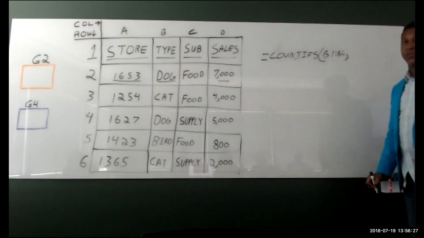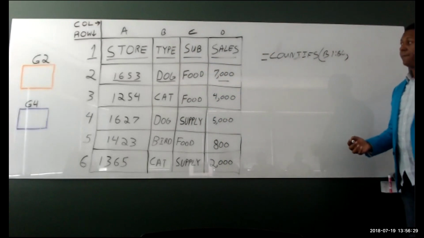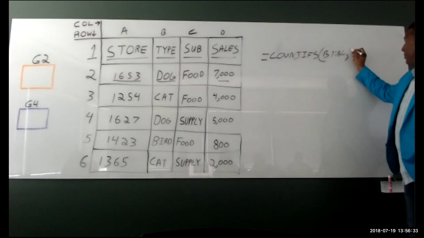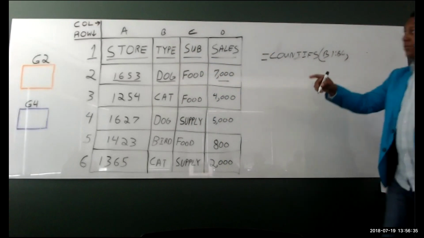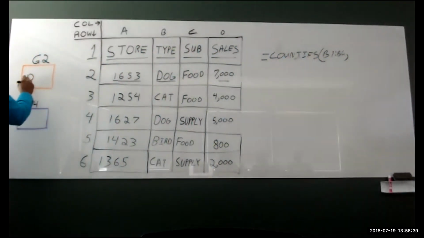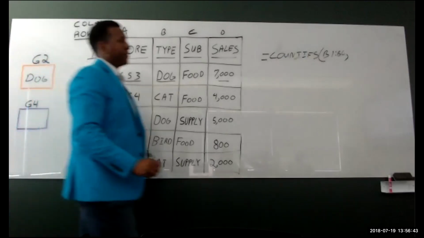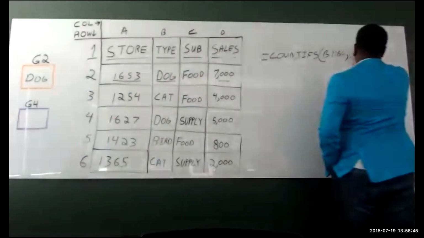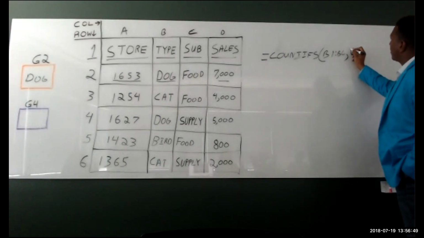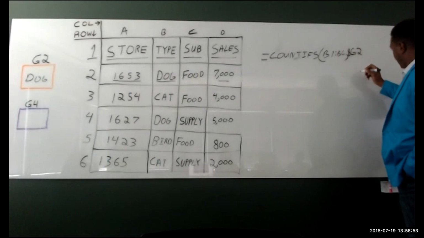The next thing it's going to ask me for is the criteria. Okay. So instead of typing the word dog in here, we're going to use the reference cell of G2. And we're just going to type dog in here. Okay. So in my formula, I'm just going to type G2. And I'm actually going to lock this cell down by putting the dollar signs in there.